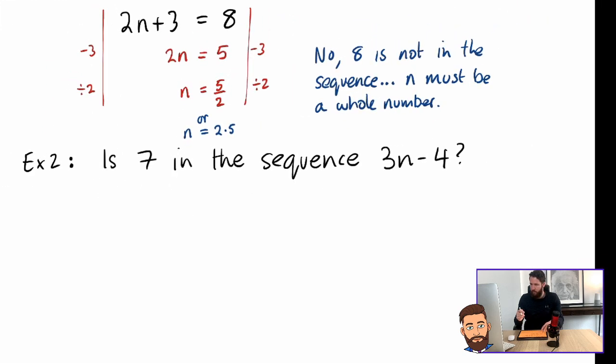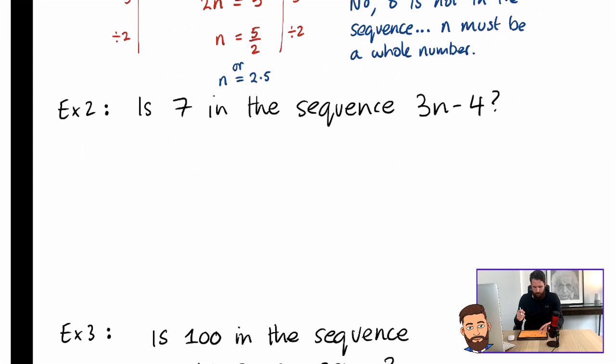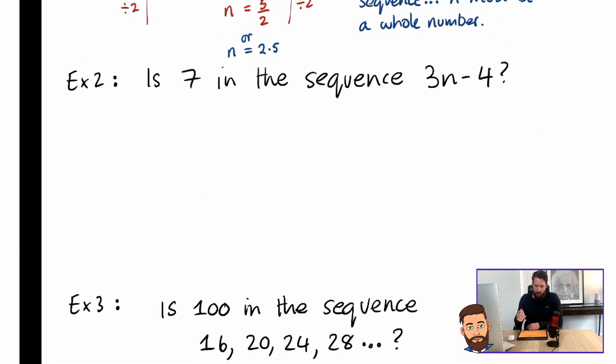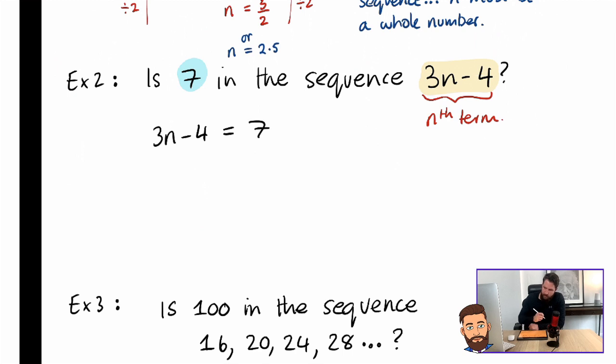So example 2. Is 7 in the sequence 3n minus 4? Well, again, it's actually been made a lot easier for you because they've given you the nth term. You haven't had to find it yourself. This is the nth term. What number are they trying to ask is in the sequence? It's 7. So again, following the steps. Step 1, make the nth term, 3n minus 4, equal the number you're trying to find, 7.